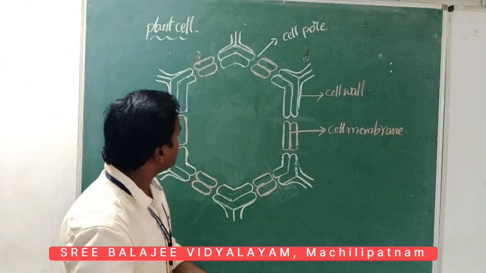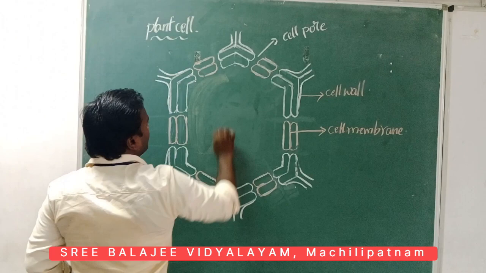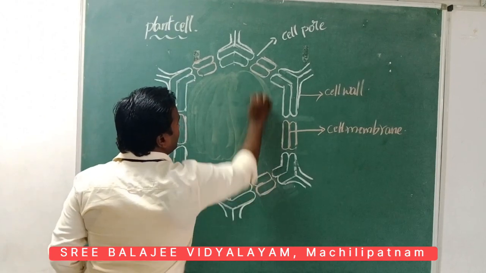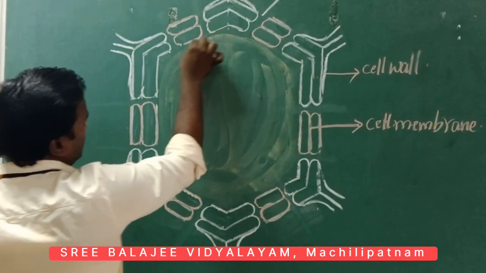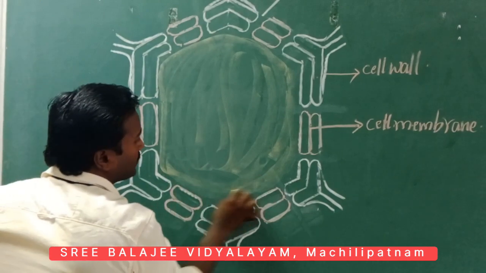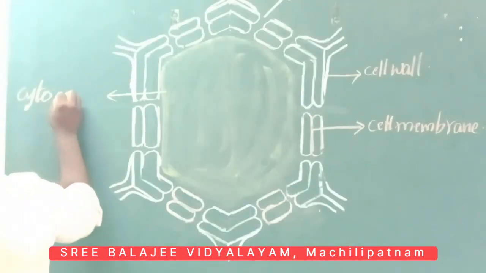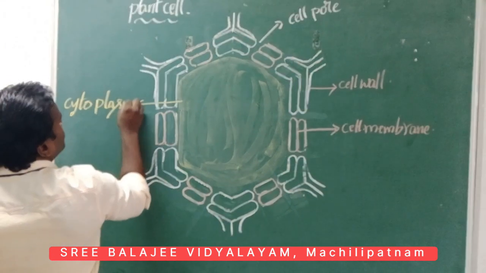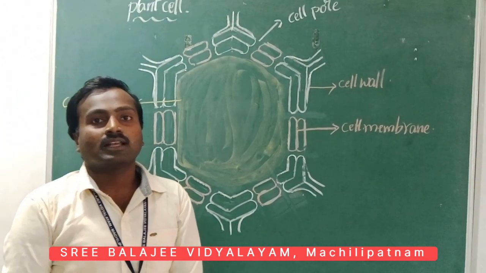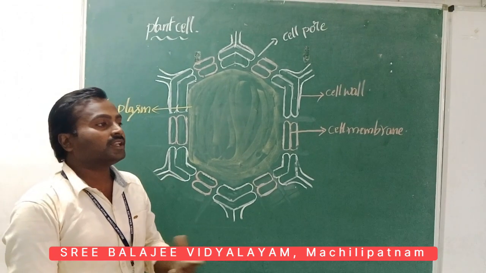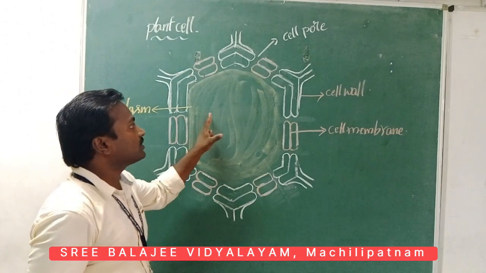If you observe the plant cell, the inner content contains a jelly-like material. This jelly-like material we call cytoplasm. This cytoplasm we can see in both plant cells as well as animal cells. Cyto means cell, plasm means fluid. So it's also called cell fluid. Cytoplasm means cell fluid. So the fluid present inside the cell is called cytoplasm. So this is the cytoplasm.